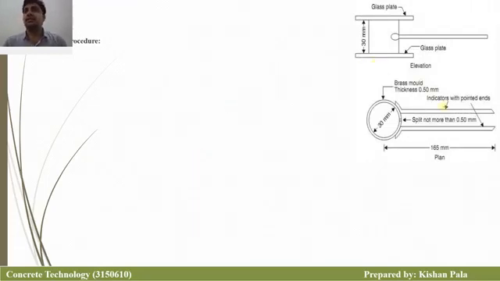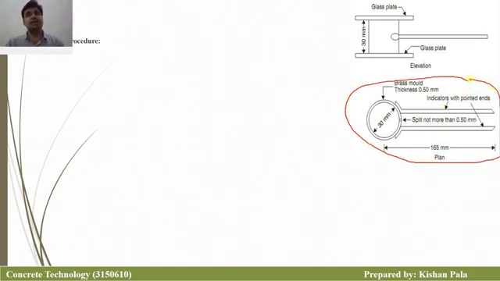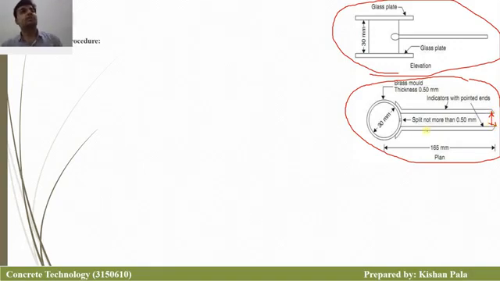You can see in the figure, this figure shows the plan area and this figure shows the elevation. Clear? This mold has 30 mm diameter and 30 mm length, and this is the indicator point. You have to measure this distance in this test. Clear? Let us understand in detail.